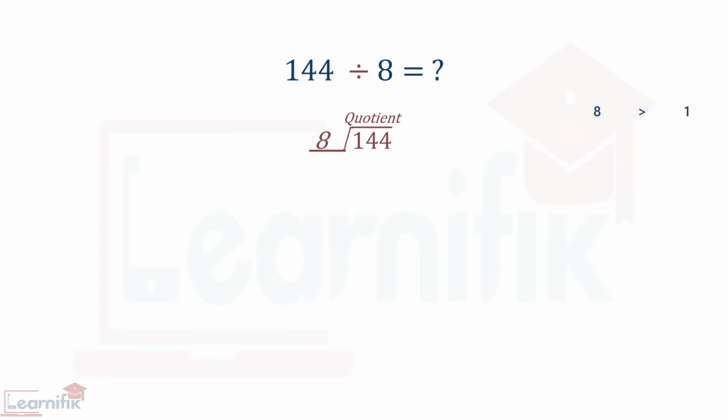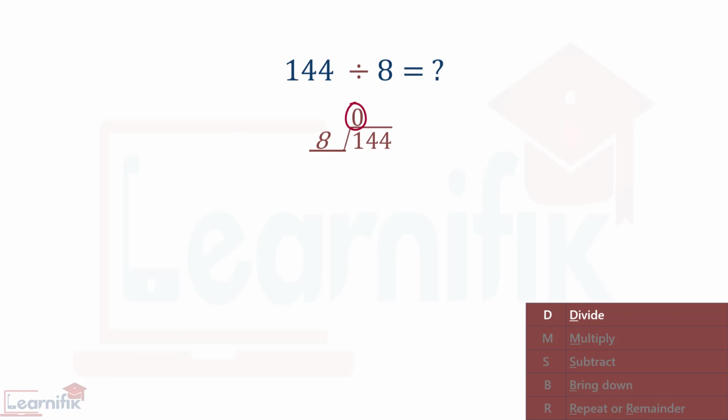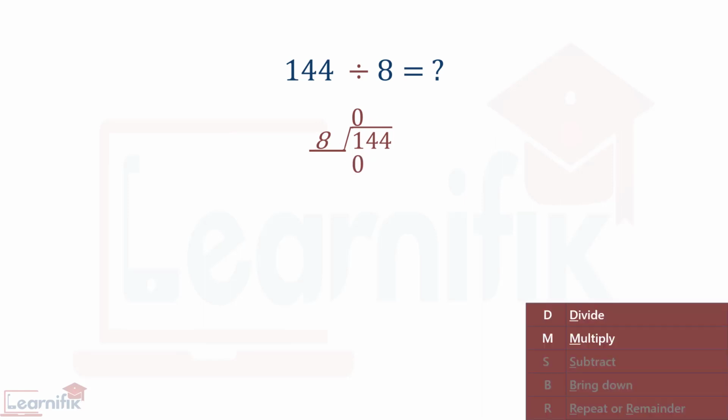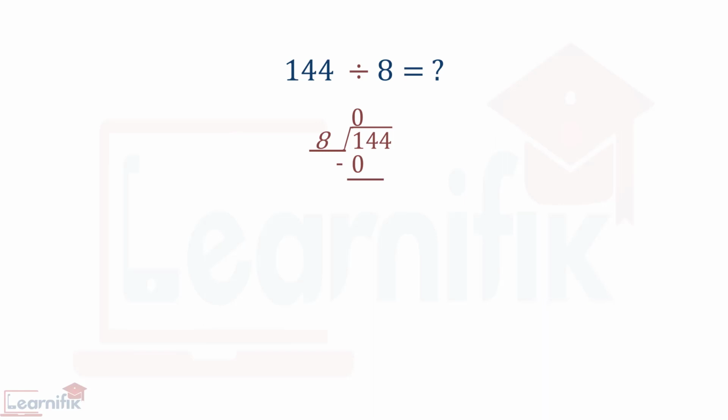Before we start dividing, we check if the first digit of the dividend, that is the digit 1, is greater or less than the divisor. Or you say, how many times does 8 go into 1? 8 goes into 1 0 times. That means the quotient is 0 because 8 goes into 1 0 times. Remember the mnemonic DMSBR. This is the divide step. 8 multiplied by 0 is 0. This is the multiply step. Subtract 0 from 1. That is 1 minus 0 gives 1.